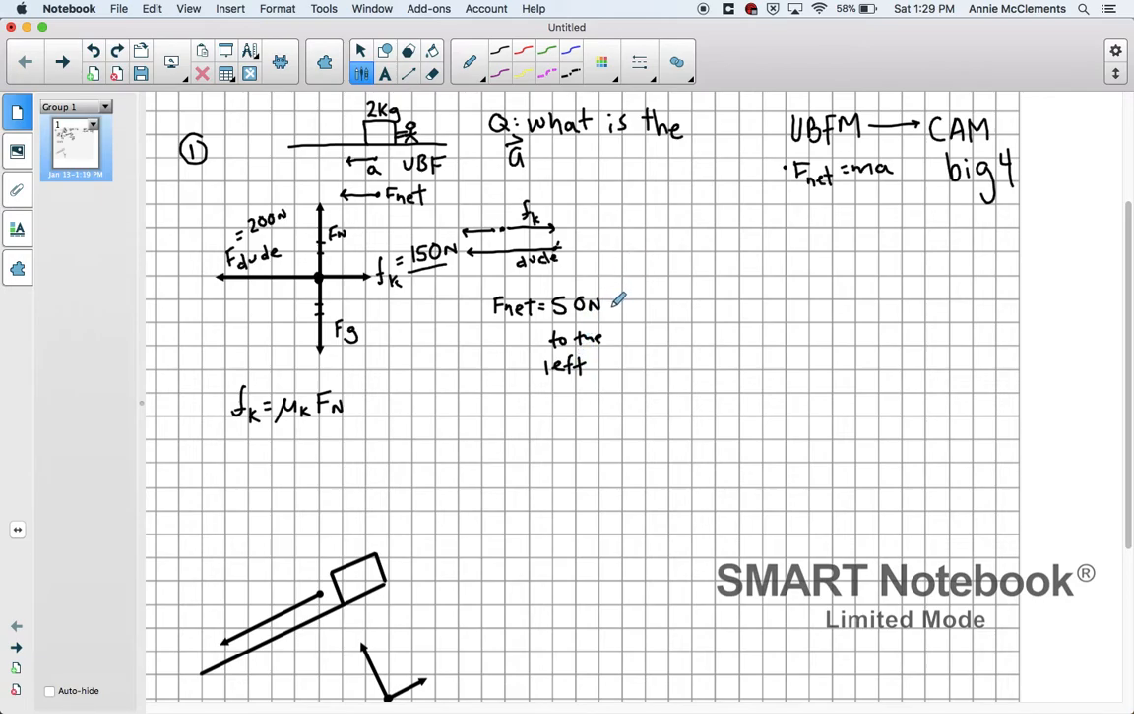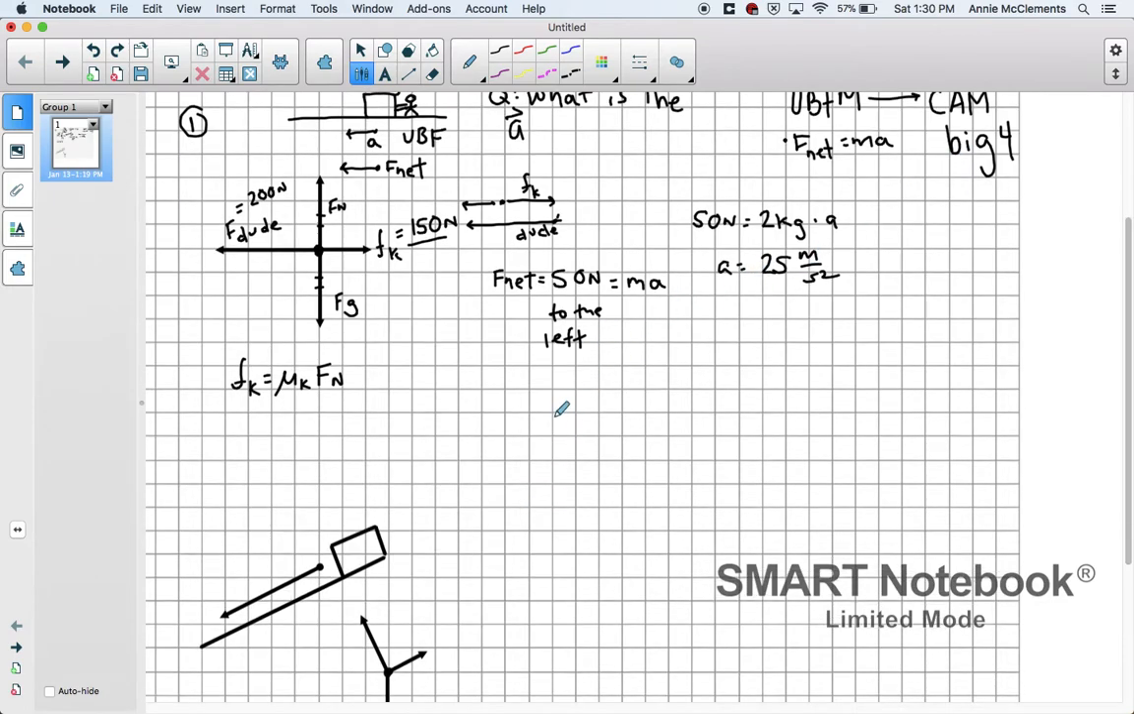Okay, and now we can apply Newton's second law, F net equals ma. And we have the mass of the box, so we can figure out the acceleration. 50 newtons equals 2 kilograms times acceleration. So the acceleration of this box is going to be 25 meters per second squared. From that, when you solve for the acceleration, we could, if you had a little more information, solve for a bunch of different things using the big four. So that's where we're headed here.